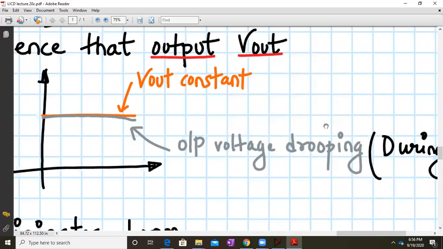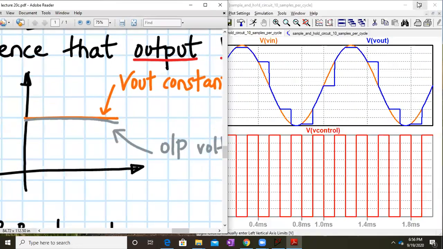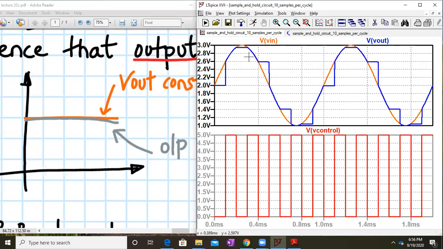Okay. Now let us go into LTspice and observe this phenomenon. So we can observe this phenomenon during the hold mode, right?